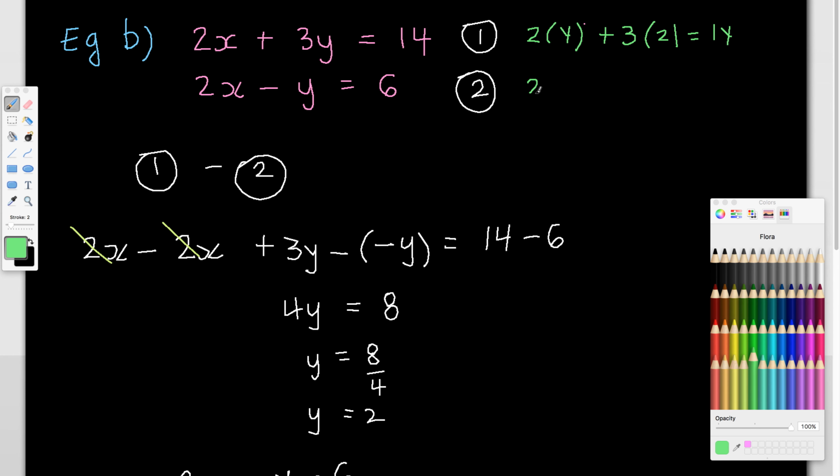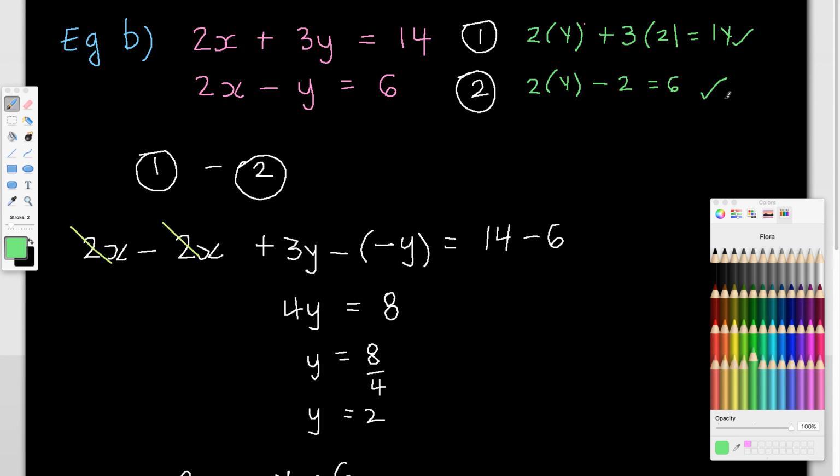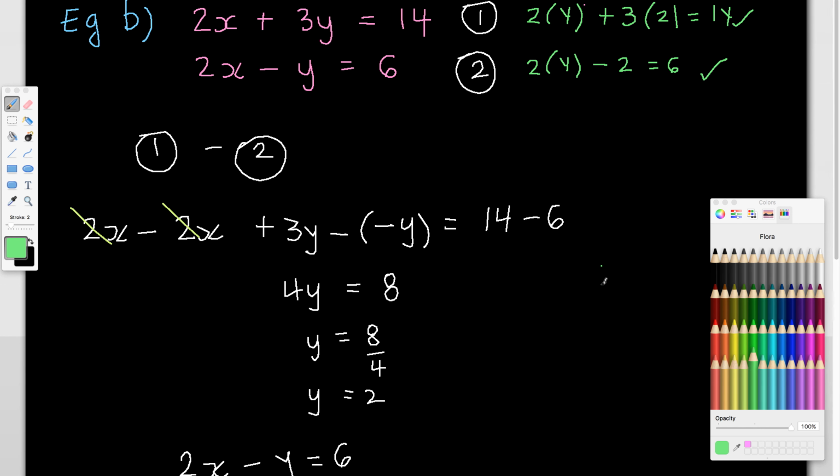Then I've got 2 by 4, so 8 minus the 2. Okay, both of those work. So I know that my solution to the simultaneous equations is correct because it satisfies both of the equations. So this equal sign is true. The left-hand side equals the right-hand side in those equations.